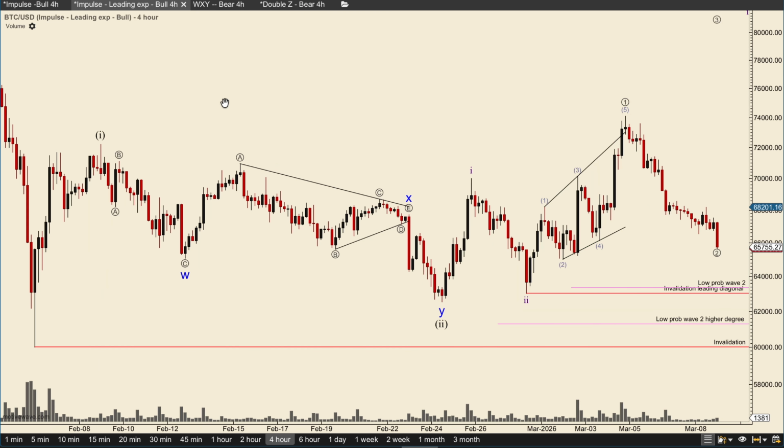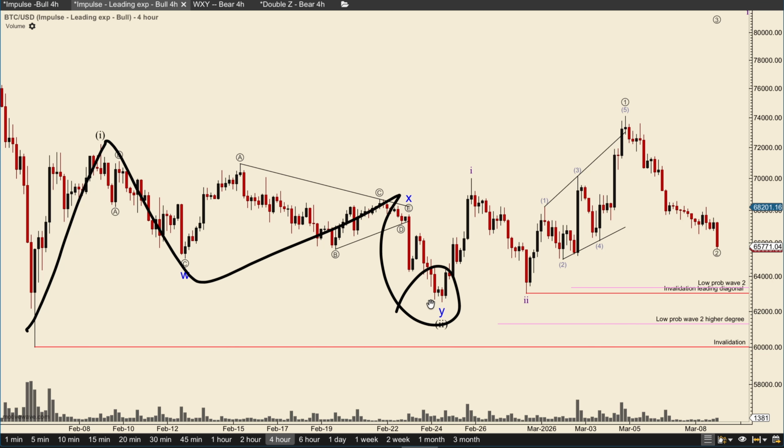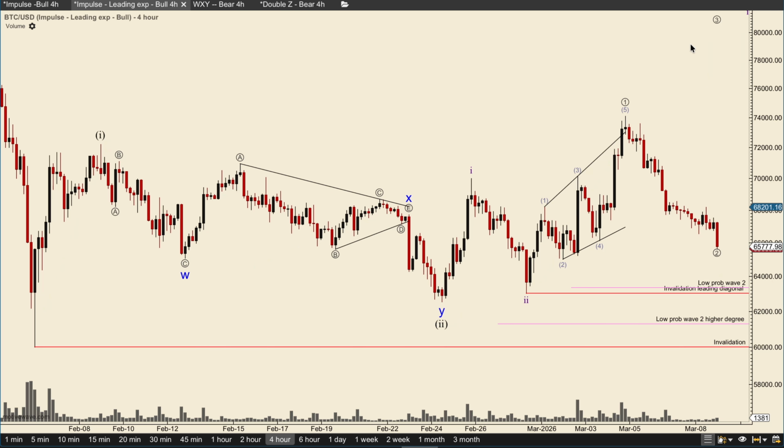The other possibility is counted this the same 1, WXY, 2, but here we have 1, 2 and then 1, 2 of a lower degree and then 3, 4, 3, 4, 4, 5 and so on, looking for higher prices.